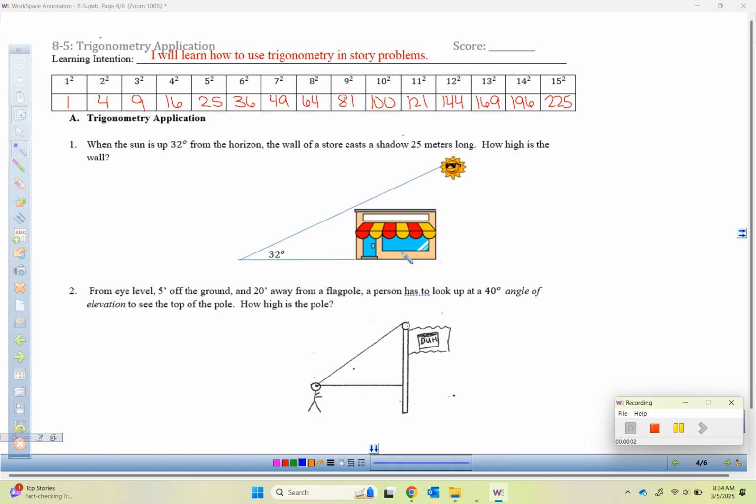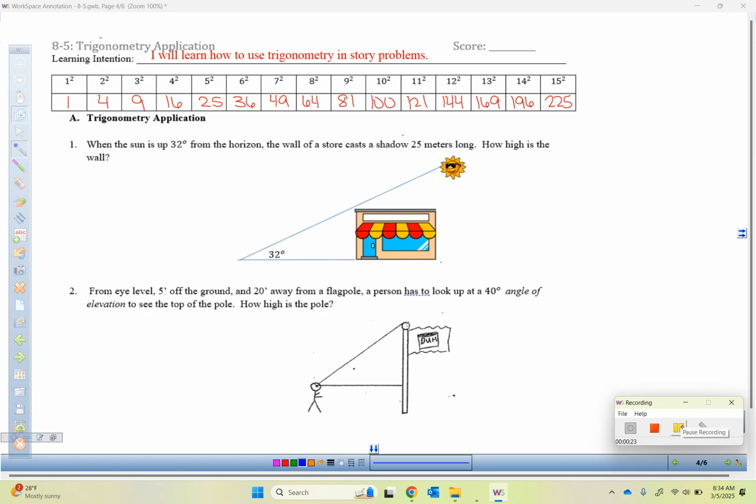All right, so today we are looking at lesson 8-5, trigonometry application. Today's learning intention is I will learn how to use trigonometry in story problems. Go ahead and get that down, and go ahead and make sure all your perfect squares are down, 1 through 15.